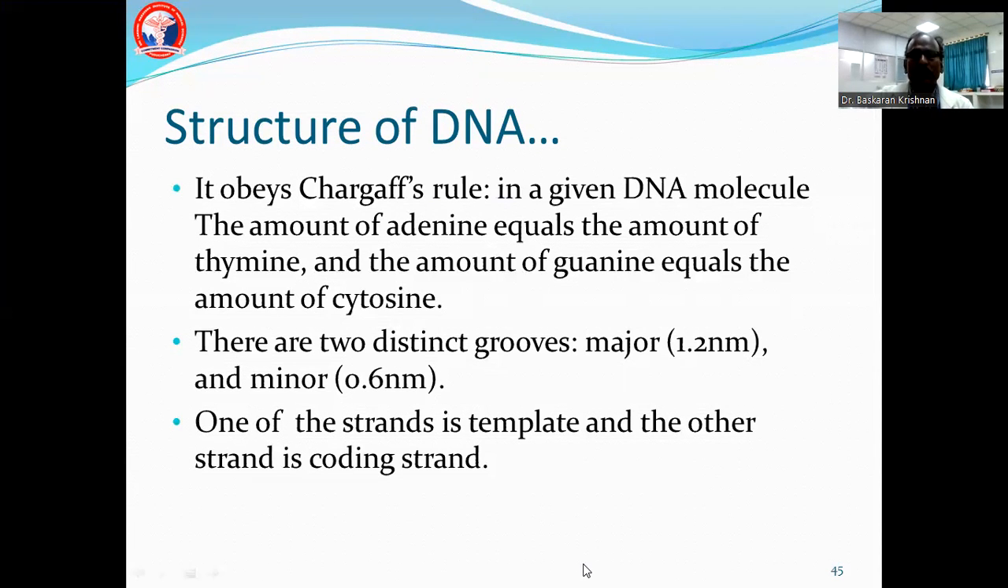There are 2 distinct grooves. One is major, one is minor. Major is 1.2 nanometers, whereas minor is 0.6 nanometers in depth. They are involved in interactions with enzymes during replication, transcription, etc. One of the strands is the template where the information is found, the other one is called the coding strand.